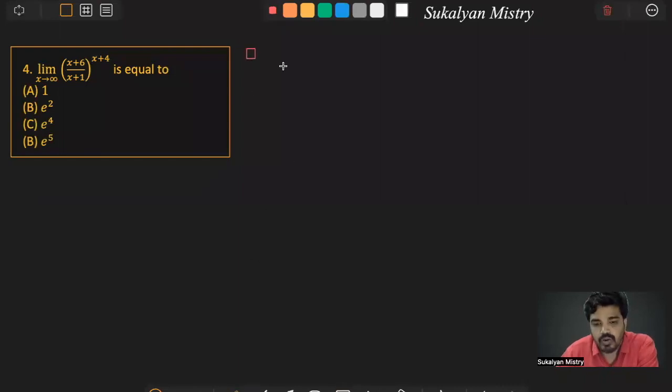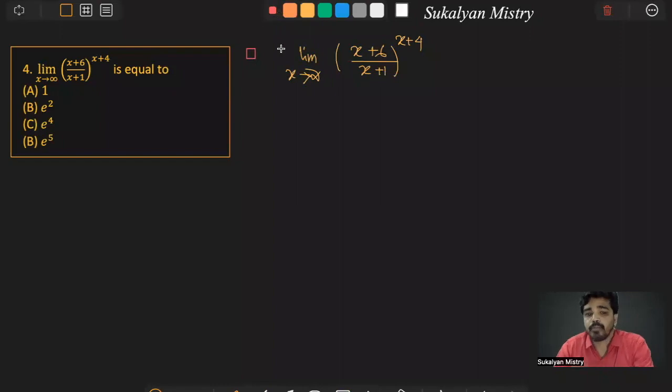Next example. So we have to calculate limit x tending to infinity, (x plus 6 divided by x plus 1) to the power x plus 4. Look, to solve this problem, remember a few points, recall these points. It is a very very important note. Write down the note.